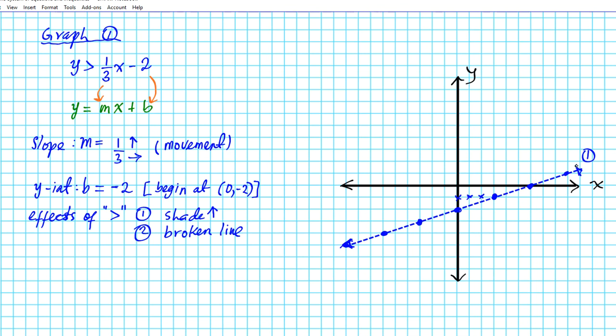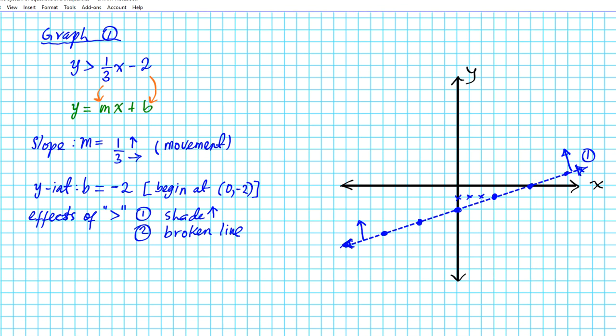So where are we going to shade? It's greater, so we're going to be shading above. But since we have a system, we're going to be looking at the intersection of shades. So in order to avoid making a mess on our coordinate system, we're just going to indicate the direction of the shading with an arrow for now, okay? So since it's greater, we're going to be shading above this line right here. Okay, so let's keep that in mind.